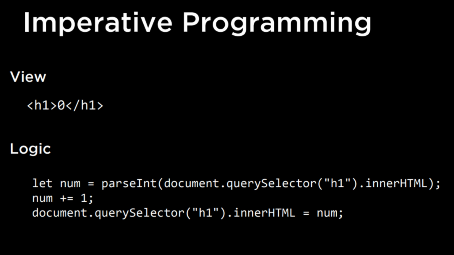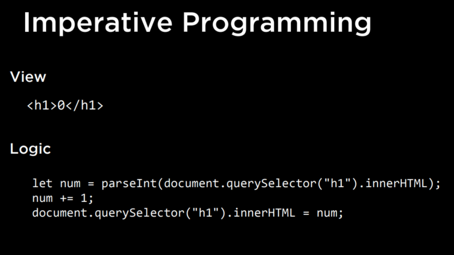So I'm selecting the query of h1, and then I am changing the innerHTML. I can use dot innerHTML. For example, the innerHTML is 0. Then I do num += 1, so it will increment by 1. Like in C you can use C++ to increment by 1, but here you can use plus equal to 1 like in Python, so it will increment by 1.